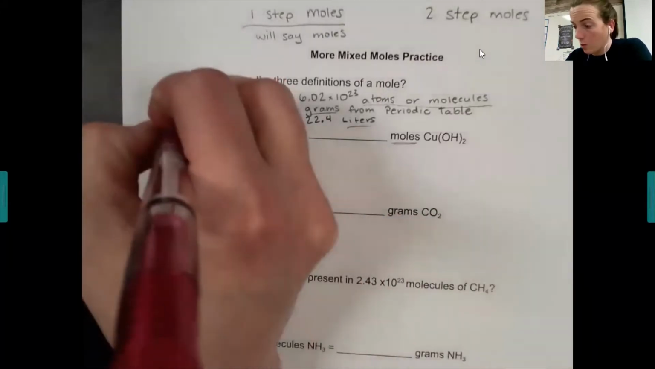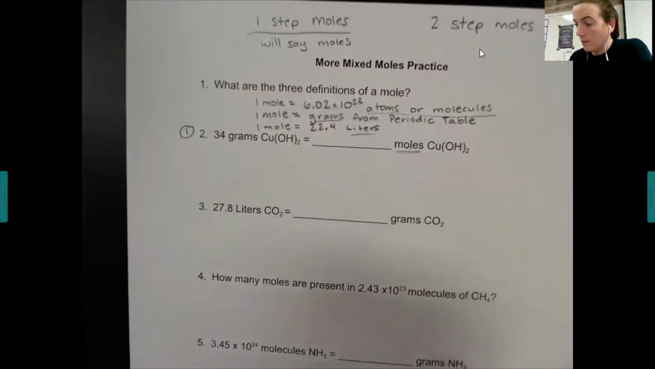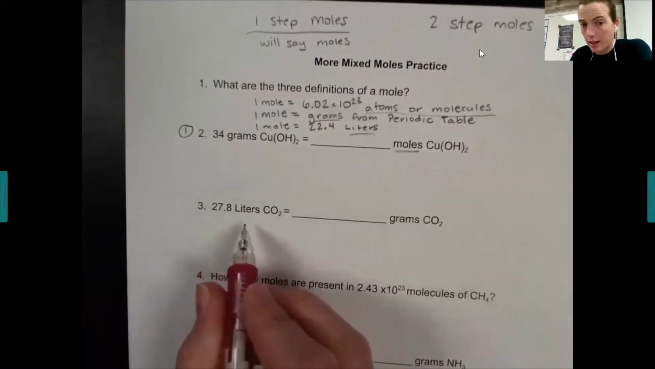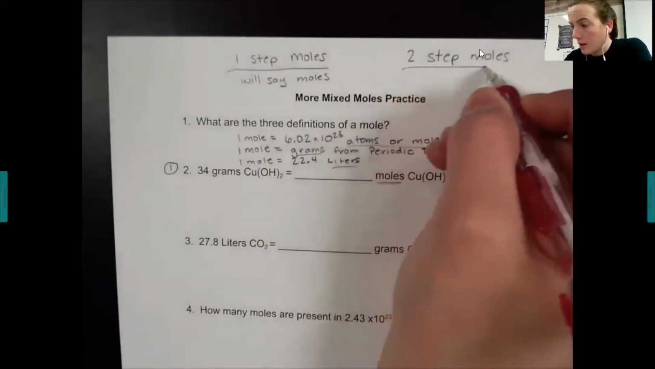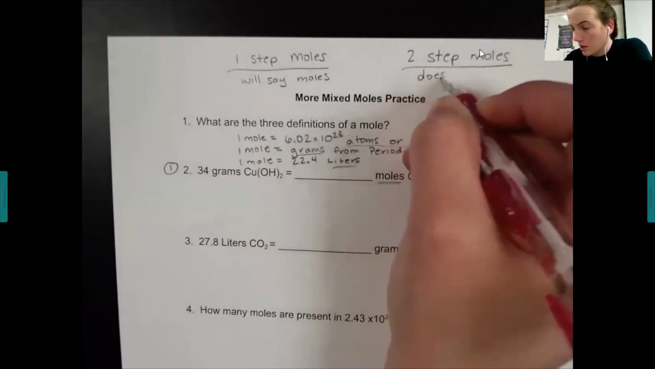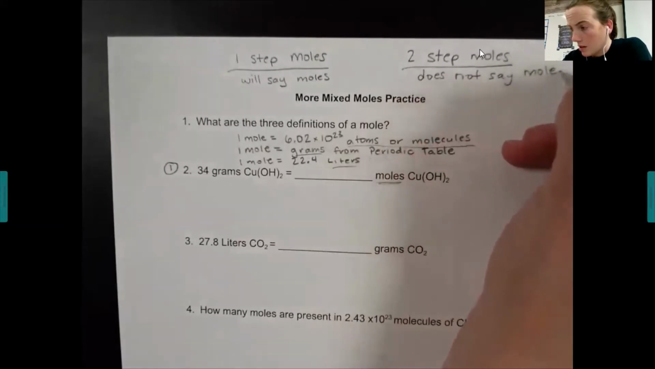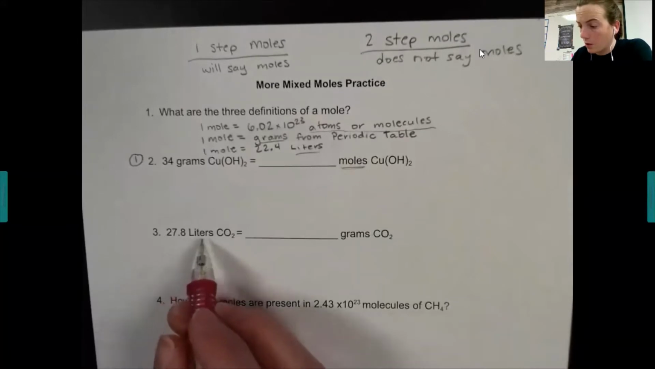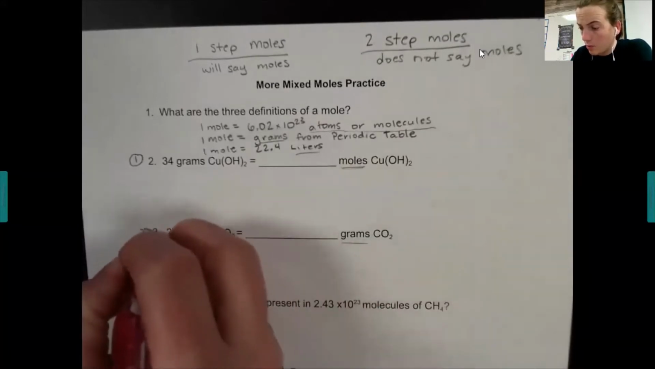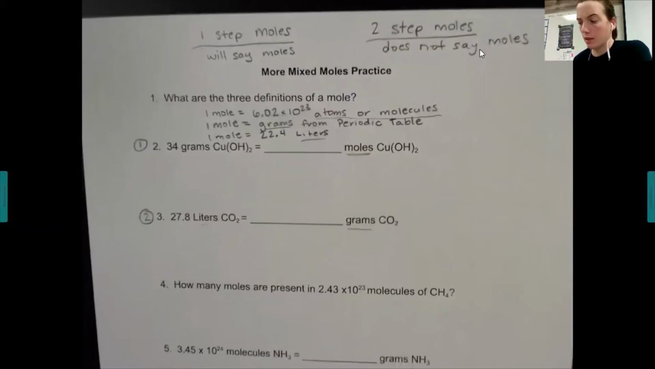Like number 2, it says moles, so we know that this is a 1-stepper. See how number 3 is asking us to go from liters to grams. So it's 2 steps if it does not say moles. Number 3 does not say moles, so this will be using 2 steps. Let's go ahead and do the rest of the worksheet, figuring out if it's 1 or 2 step, and then we'll start working on the problems.